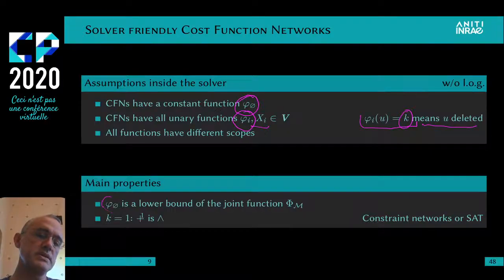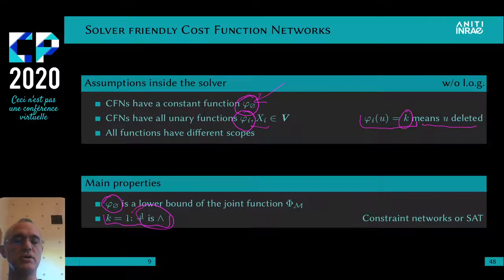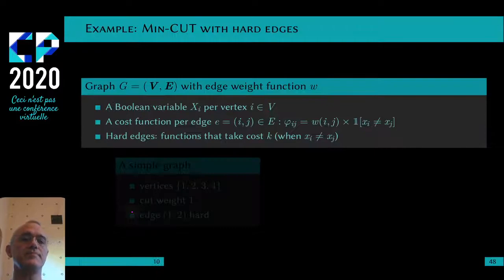And this has nice properties. The first property is that this phi empty set here is a lower bound on the join function because we have only non-negative functions, so by summing up things can only increase. And the second one is this k, because we can easily recover constraint network or SAT, depending on the language, by using k equal 1, because in this case we have only two costs available, 0, which represents true, and 1, which represents false. It's unusual, but with this, bounded plus 1 is equal to the logical conjunction. So we have constraint network inside.